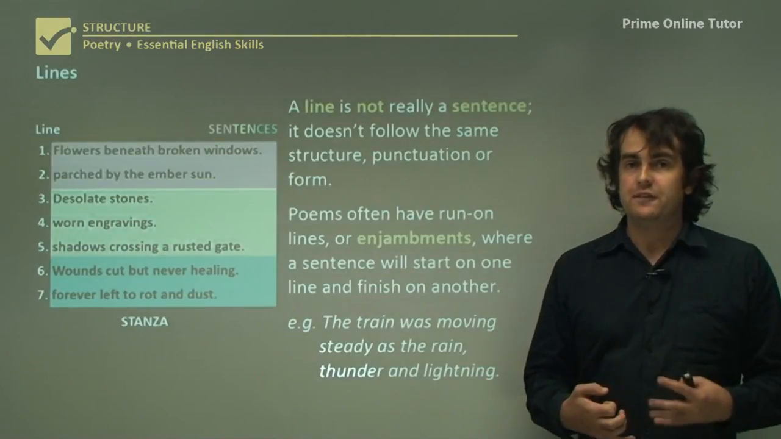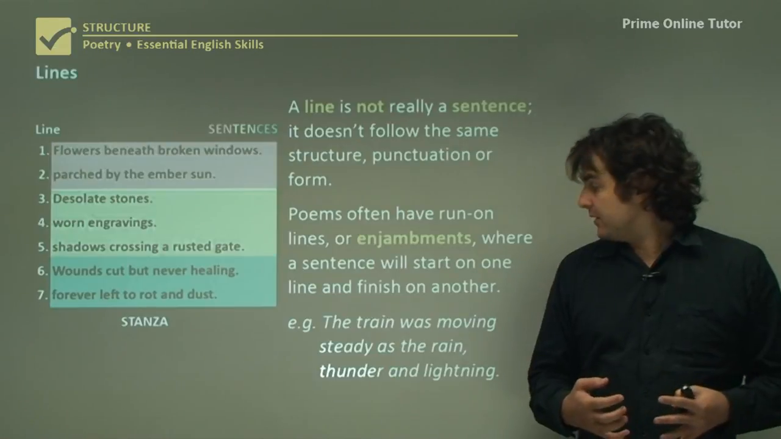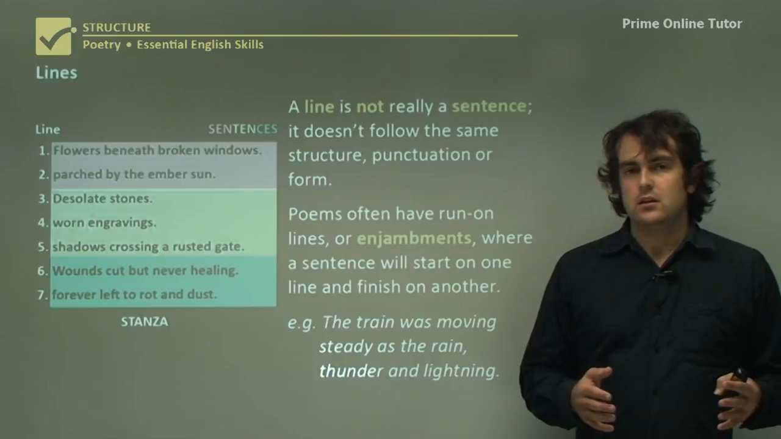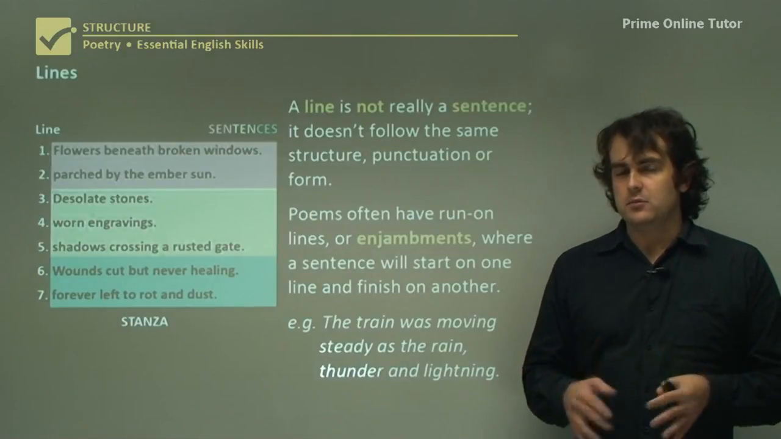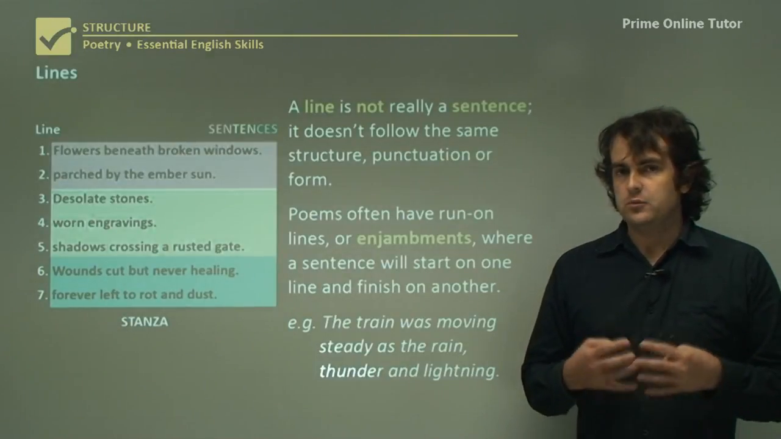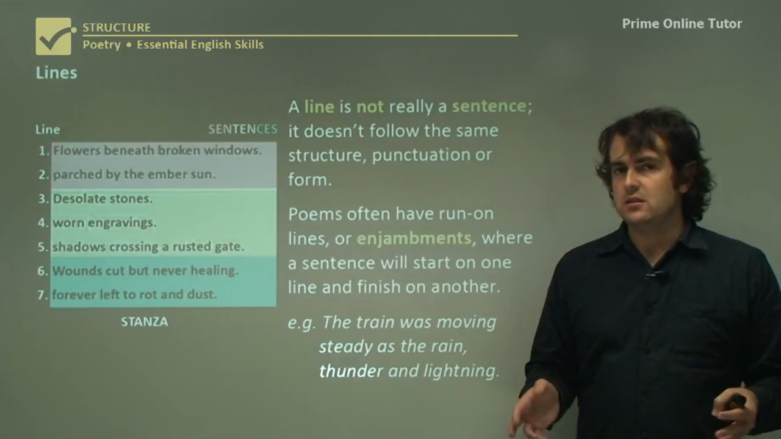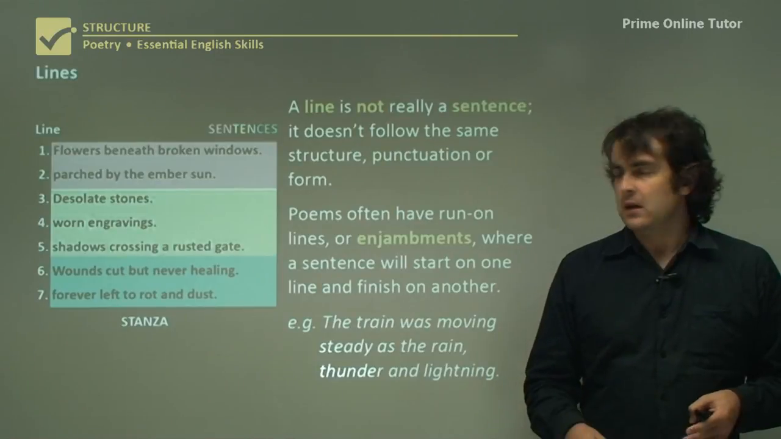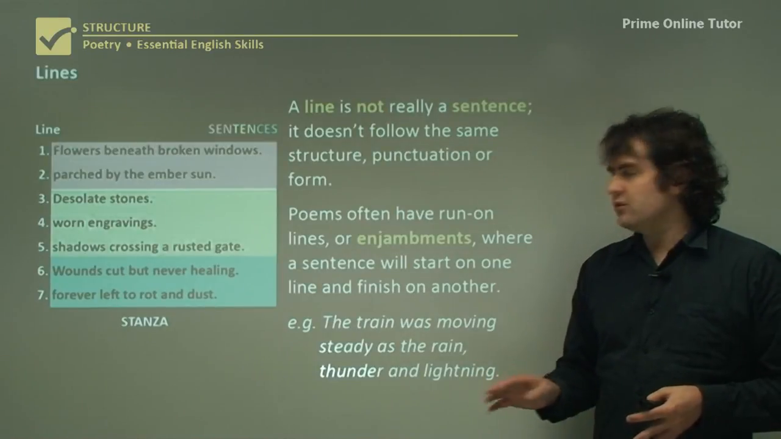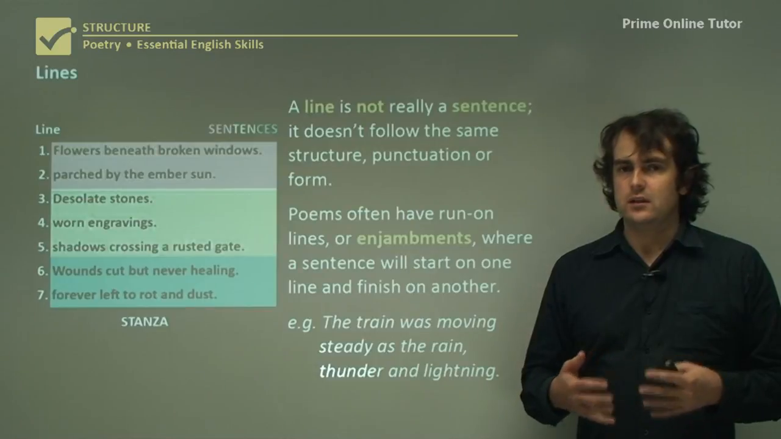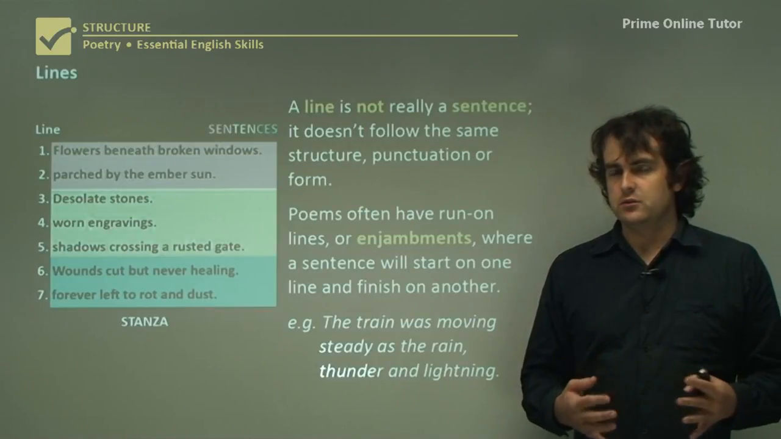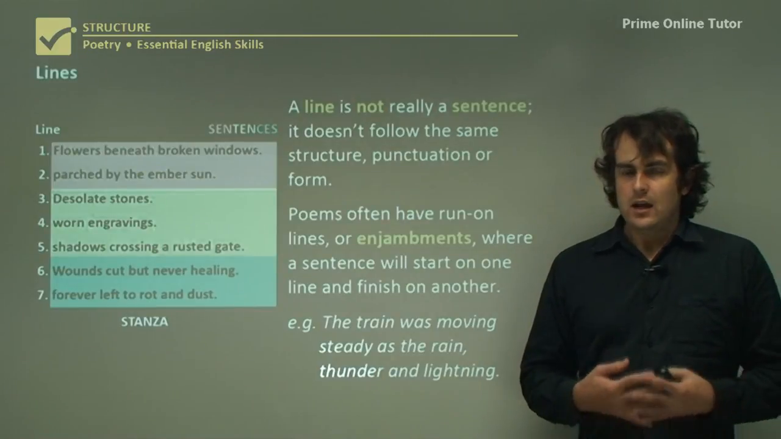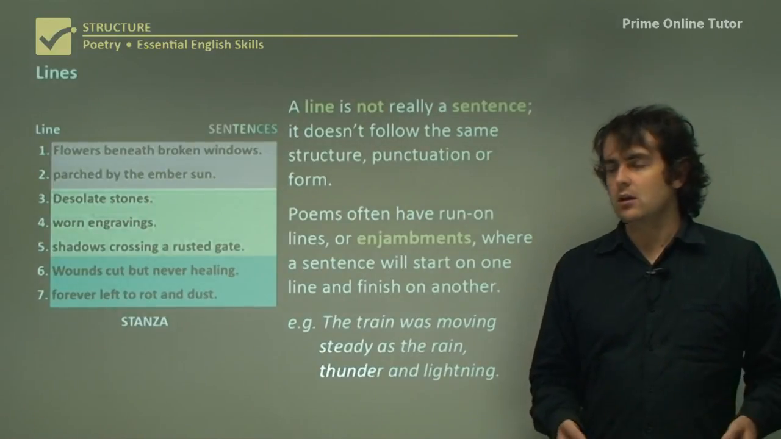And they are done purely for the effect of rhythm. So if I was to read it properly, the train was moving steady as the rain, thunder, and lightning. Those words, the way that they're grouped and the way the syllables are grouped, help to create a bit of a rhythm. So it starts to build. And a lot of really good poetry will create a sort of rhythm as it goes through. So the use of those lines and the use of that technique really allows a poem to move forward, to have a sort of rhythmic quality, and it enhances the overall effect and meaning of it.